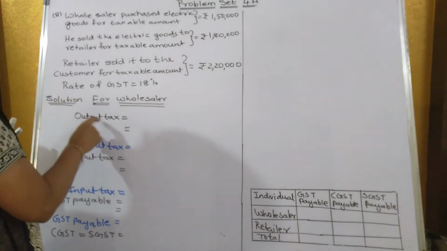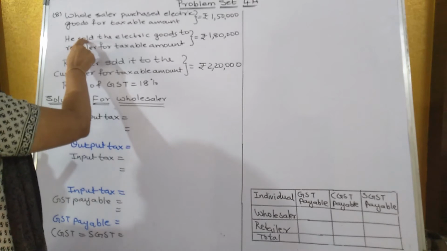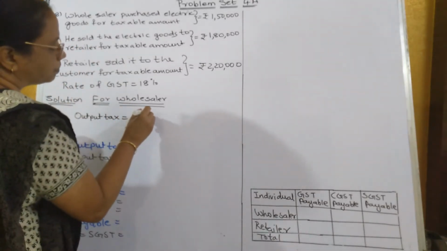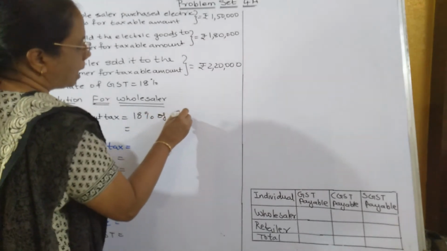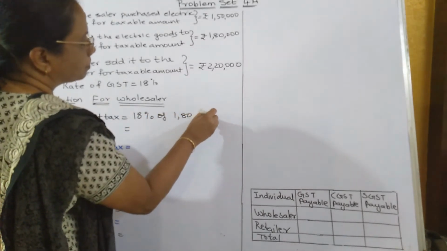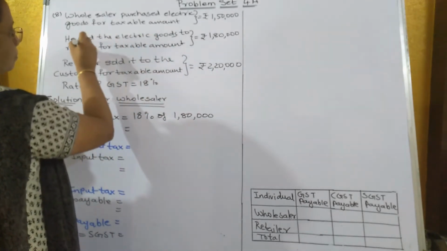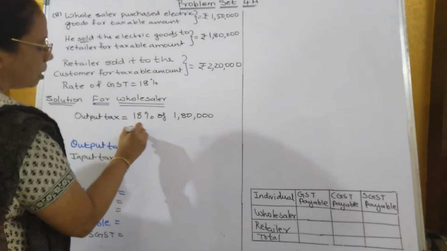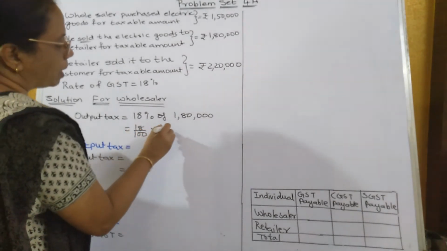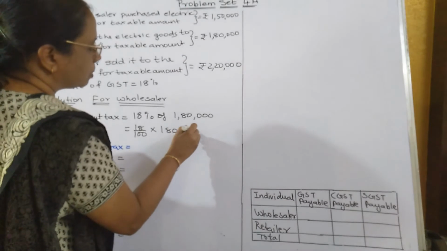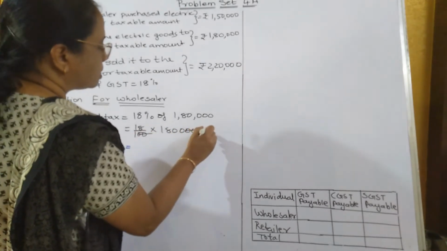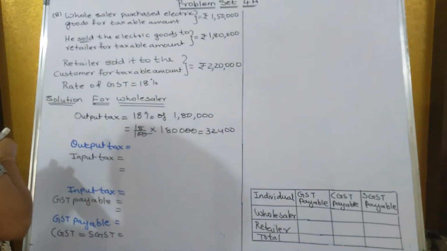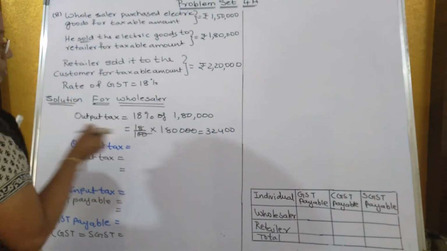So for output tax, we have to always see the sold amount. So output tax is equal to 18% of 1,80,000. Sold is how much? 1,80,000. So that is equal to 18 upon 100 into 1,80,000. So that's equal to 32,400. So output tax is rupees 32,400.